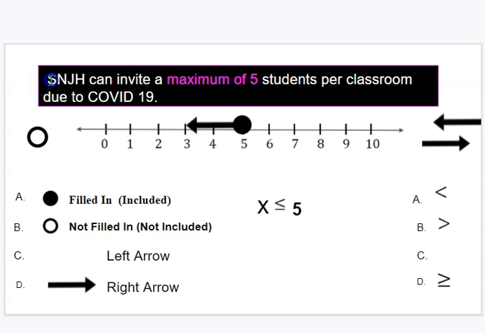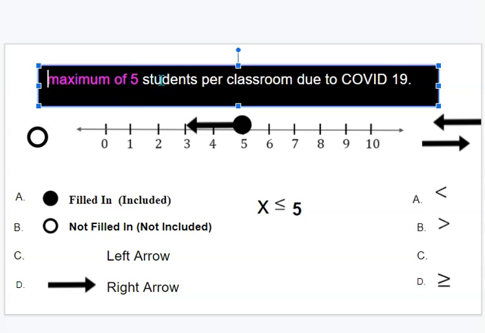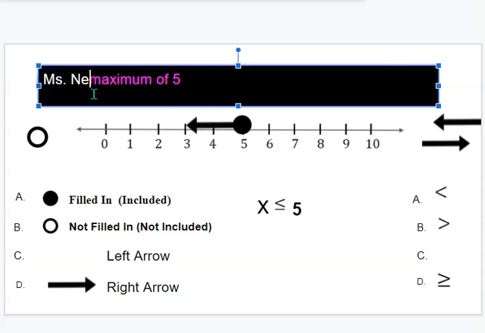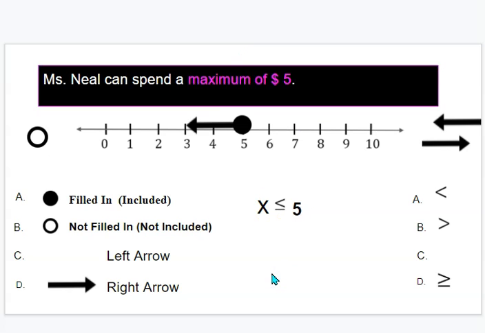So let's go ahead and look at this outside of the real life situation. Miss Neal can spend a maximum of $5. The boundary point is 5. I can spend $5. I cannot spend 6. I cannot spend 7. I can't spend 8, 9, or 10. But I can spend anything less.